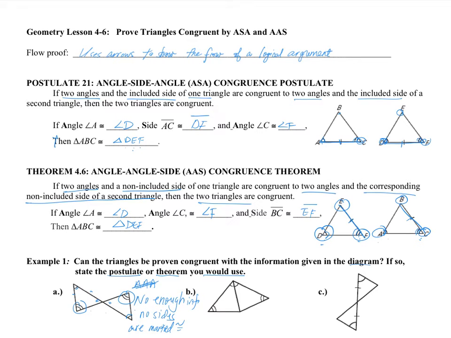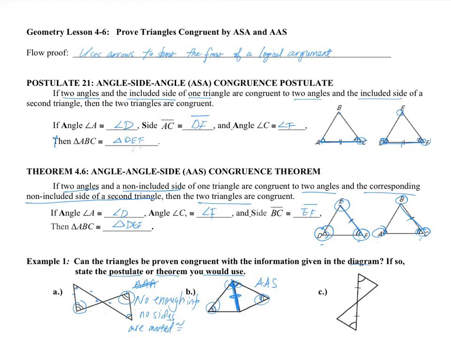Now for the second one here, we know that this angle is congruent to this angle. This angle is congruent to this angle, so we have angle, angle, and then by the reflexive property of congruence, this side is equal to itself, so these two triangles share this side, so we can say they are congruent by AAS, theorem 4.6.